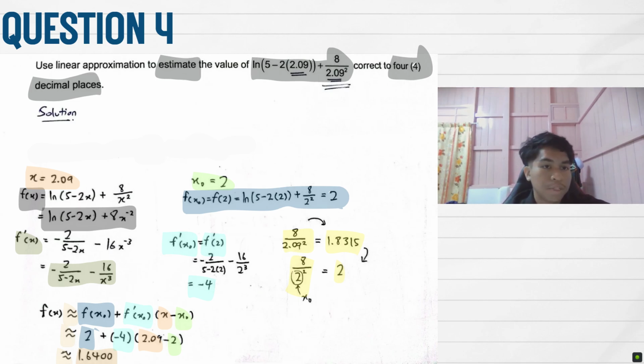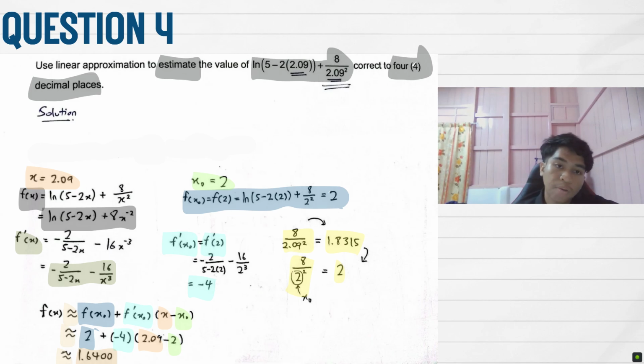So from this question, we know that it's about the linear approximation because the question mentioned the word estimates. Now, for this question, use linear approximation to estimate the value of ln(5 minus 2 multiplied by 2.09) plus 8 over 2.09 squared and give the correct answer to 4 decimal places. So how to solve this question? First, we have to identify the x, which is in decimal number, which is 2.09. I highlight it with the orange color.